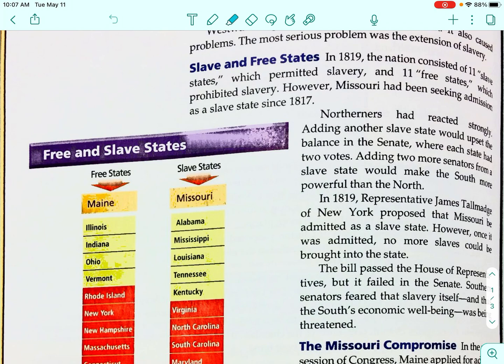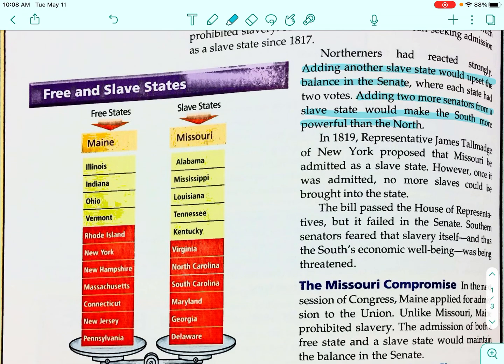So that paragraph right there actually explains why they had to come up with a compromise. And that is because adding another slave state would upset the balance in the Senate, where each state had 2 votes, because adding 2 more senators from a slave state would make the South more powerful than the North. And you actually don't need to add the part where it says where each state had 2 votes. It can just be upsetting the balance in the Senate. So those 2 can be 2 bullet points to go into your box why this compromise was created. They did not want to upset the balance of free and slave states.